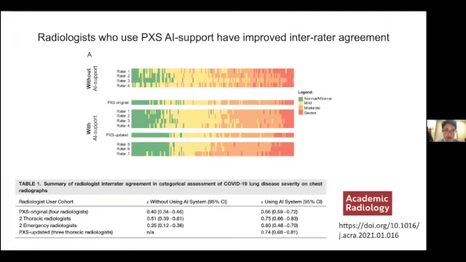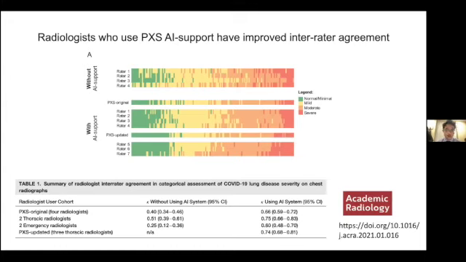So we performed a study to justify doing this use case, where we took multiple radiologists, thoracic and emergency specialty radiologists, who at our hospital interpret the bulk of COVID-19 chest x-rays. And we had them look at around 150 chest x-rays independently without an AI system, providing a categorical score of normal or minimal, mild, moderate, or severe lung disease severity.